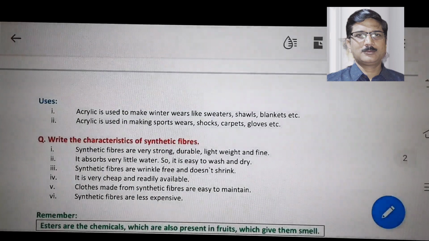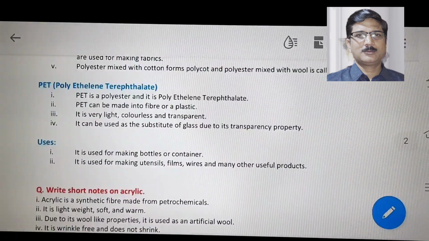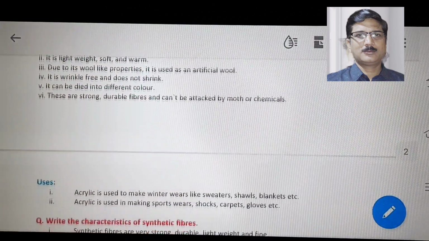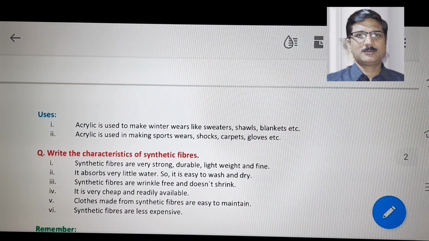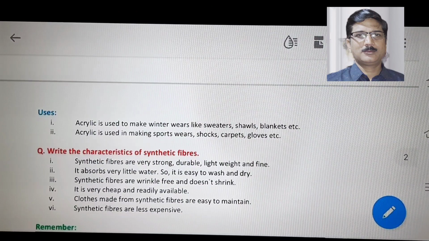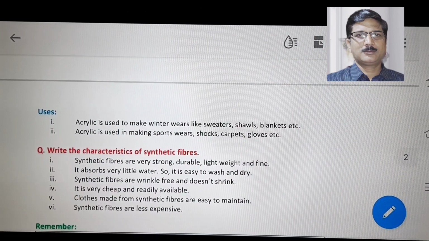Clear? So the main uses of acrylic are: acrylic is used to make winter wears like sweaters, shawls, blankets, etc. It is also used for making sports wears, socks, carpets, and gloves. So these are the important uses of the acrylic.